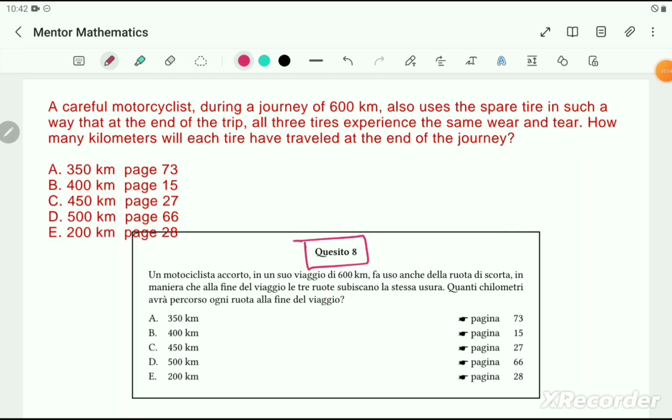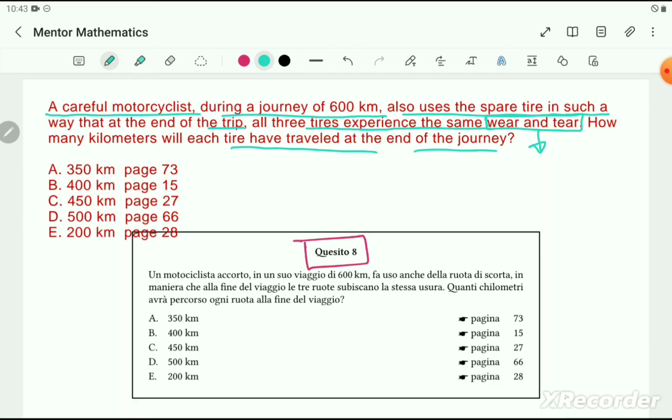So this is problem number 8. A careful motorcyclist during a journey of 600 km also uses the spare tire in such a way that at the end of the trip all 3 tires experience the same wear and tear. So what is wear and tear? I will recommend you search Google and find it. Wear and tear is actually the deterioration of the tire: how much it was reduced, or because of the journey, how much it was worn. How many kilometers will each tire have traveled at the end of the journey?